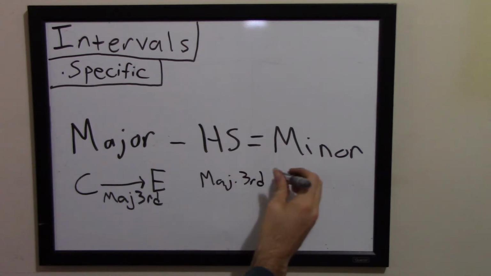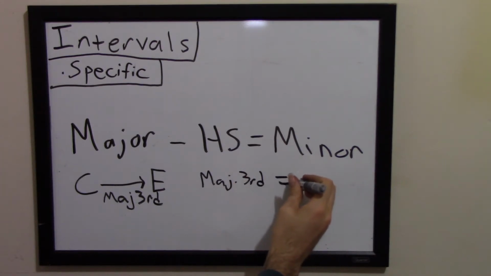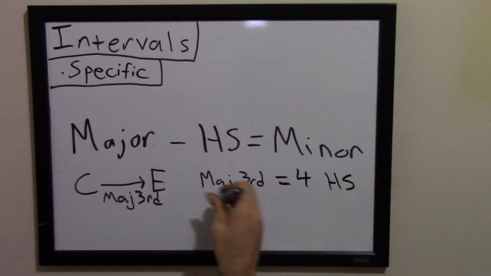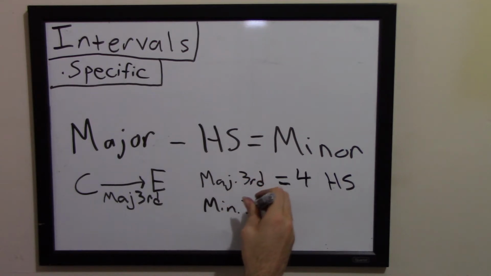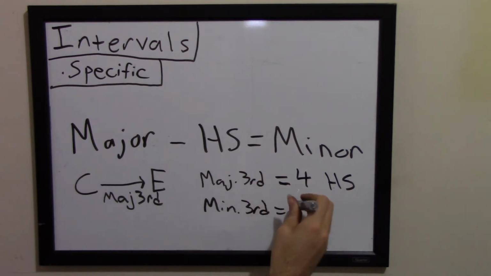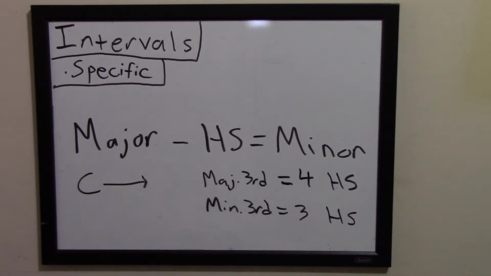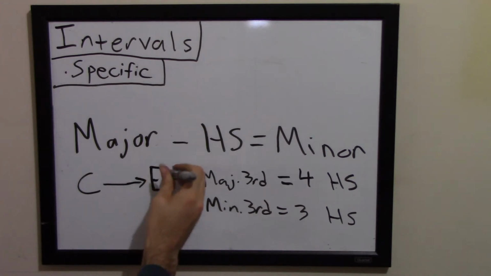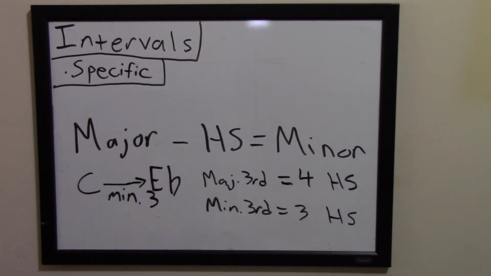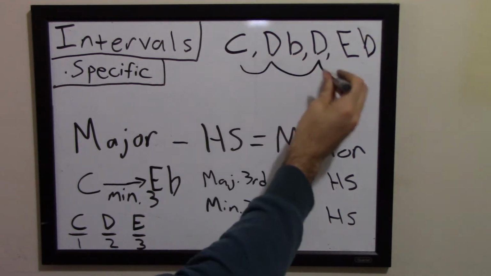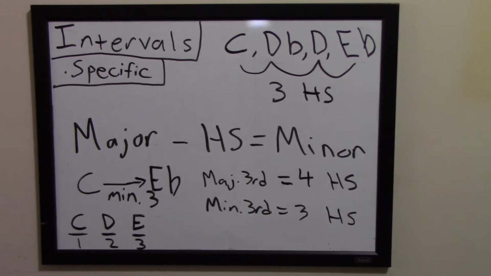So we have a generic third that consists of 4 half steps. We know that is a major third. But if you lower the number of half steps by 1, you get a minor third. We know that a major third is 4 half steps, so a minor third is 3 half steps. So instead of being from C to E, it could be from C to E flat. That's still a generic third, C, D, E, 1, 2, 3. But the distance from C to E flat is only 3 half steps, whereas the distance from C to E is 4.